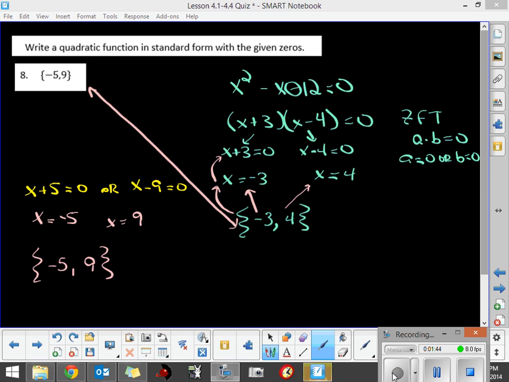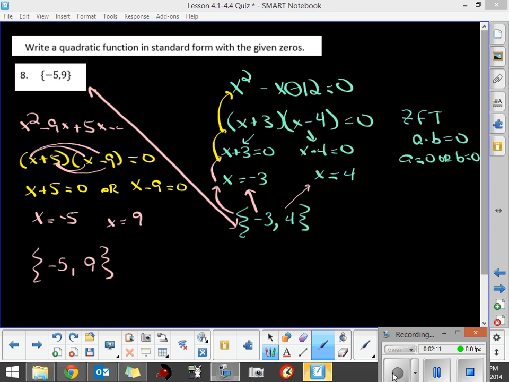If I keep working backwards, then I wrote them as factors, so that meant our x plus 5 times our x minus 9 had to equal 0. And if I keep working backwards, then I have to use FOIL in order to get my original quadratic equation. So now I'm at the FOIL stage. So x times x, or our first terms, are x squared. Our outermost are minus 9x. Our innermost are plus 5x. And our last are minus 45, and that's equal to 0.